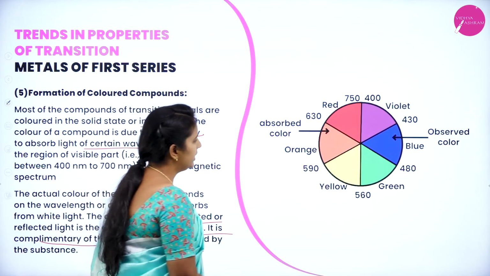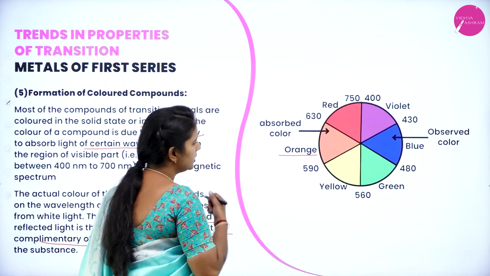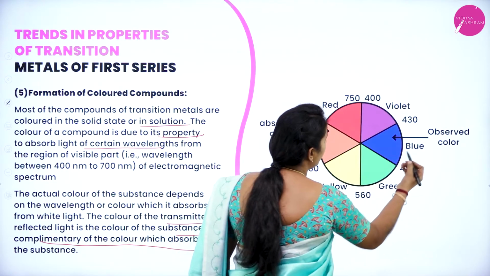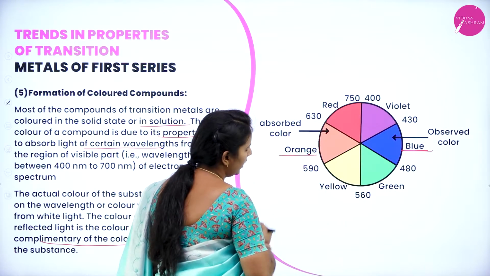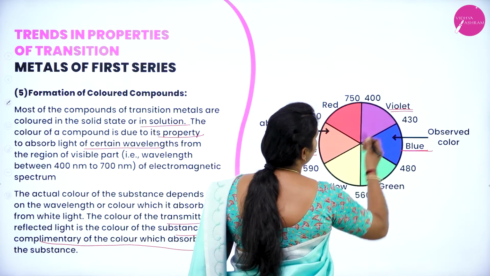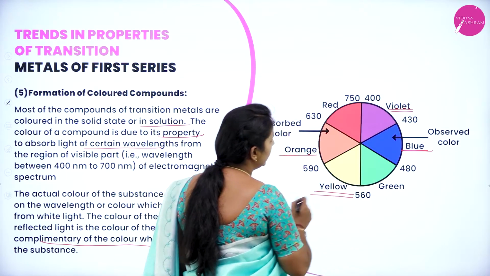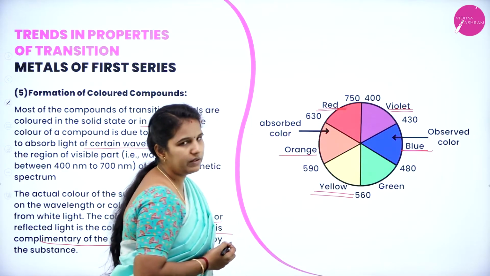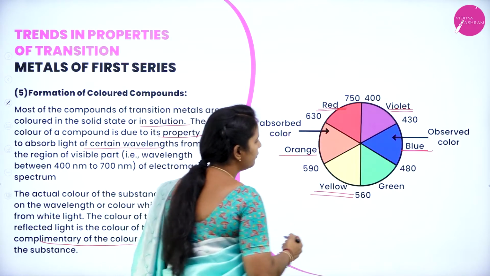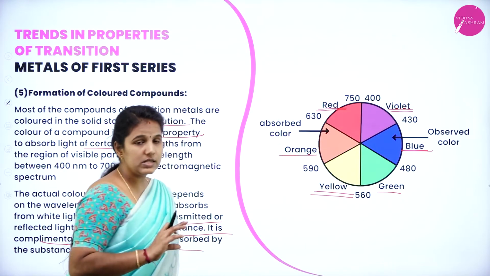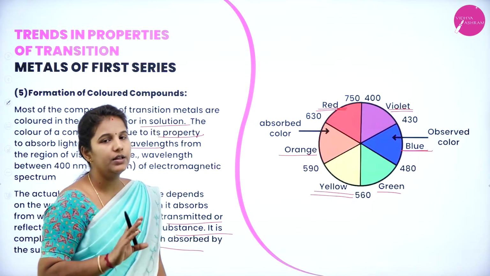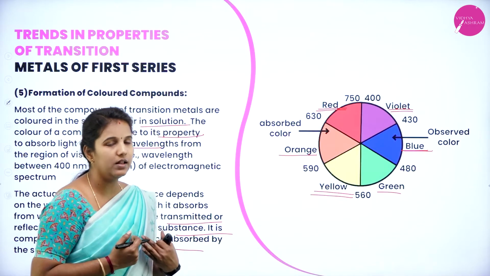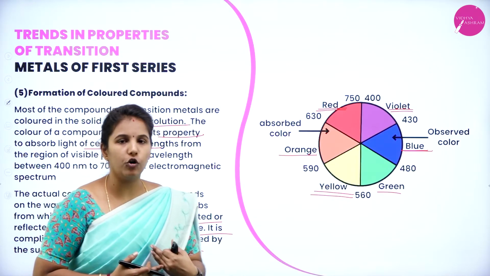For example, if it absorbs the orange color in the visible region, for the viewer it will look blue. Similarly, if it absorbs the violet color, for the viewer it will look yellow. Similarly, if the solution absorbs red light in the visible region, for the viewer it will look green. This is how it gives a complementary color to the observer as it absorbs different light in the visible region. The same thing will be followed here also.